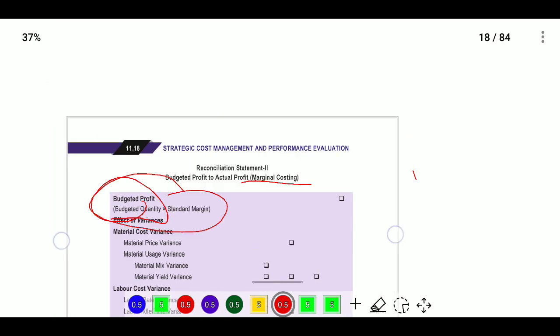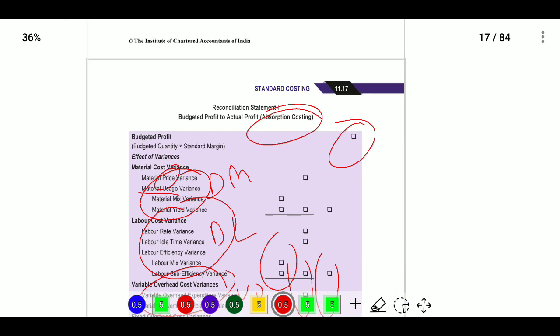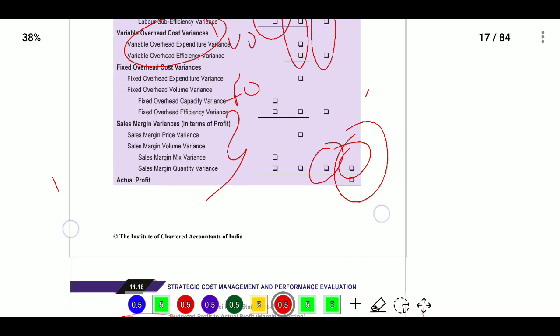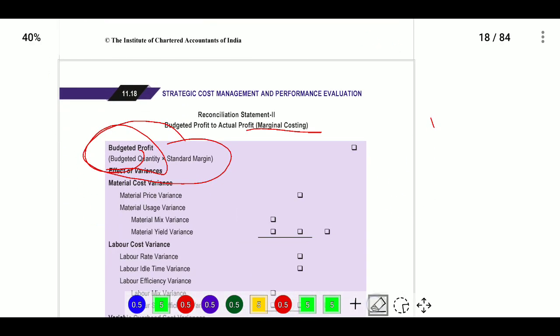So here we will see absorption costing, budgeted quantity into standard margin. I think they missed something here. Absorption means they will take actual quantity now.